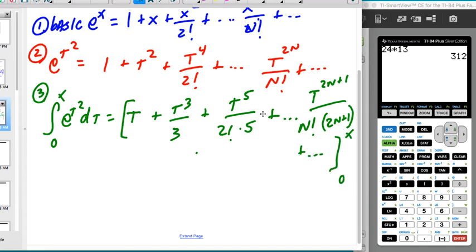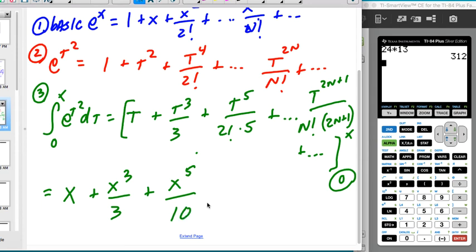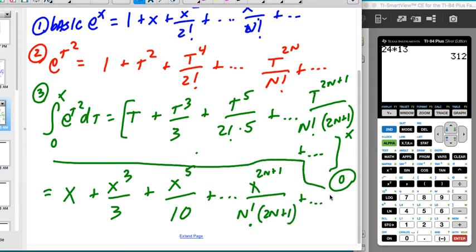Well, when I plug in zeros for all the t's, they're just gone. So I just get an x plus x cubed over 3 plus x to the 5th over, and if you want to make this a 10, you certainly could. A 2 factorial is just a 2, so if you want to make that 10, it's fine. You don't necessarily have to simplify it. And then this is going to be x to the 2n plus 1 over n factorial times this 2n plus 1, dot, dot, dot. And there's my first 3 terms and my general term.